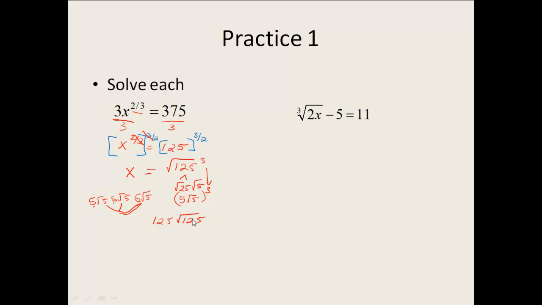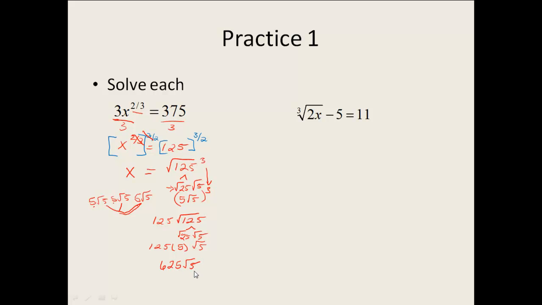Now notice I ended up with a square root in my answer, so I have to check again if I can break down that square root of 125. And it'll break down the same way it did up here. So I'd break it down into the square root of 25, square root of 5. So now I have 125. My square root of 25 is just 5. Square root of 5 I leave alone. And then go ahead and multiply the 125 times 5, and you would get 625 square roots of 5.